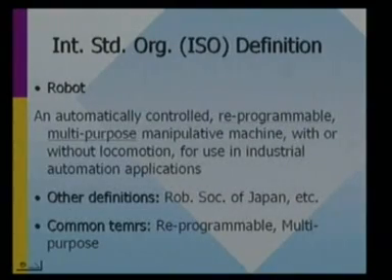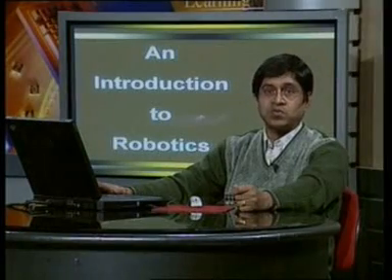Now, the International Organization for Standardization, the ISO definition of a robot, is an automatically controlled, reprogrammable, multipurpose manipulative machine with or without locomotion for use in industrial automation applications. You see, I have underlined two words, multipurpose and reprogrammable. Any robot should have this characteristic. Similar definitions also exist, for example, from the Robotics Society of Japan or the European Society of Robotics and others, and in each of their definitions, which I am not telling all here, these two words remain common, because these are the two characteristics of the robot.